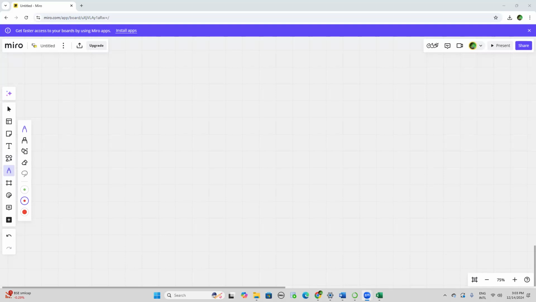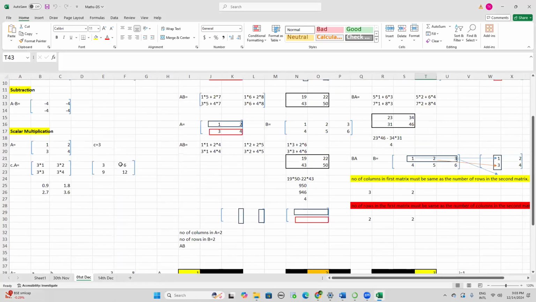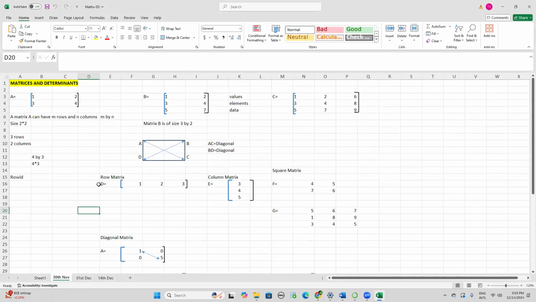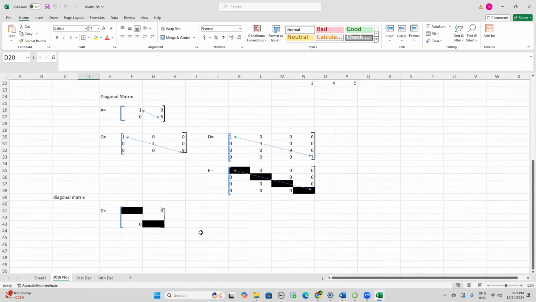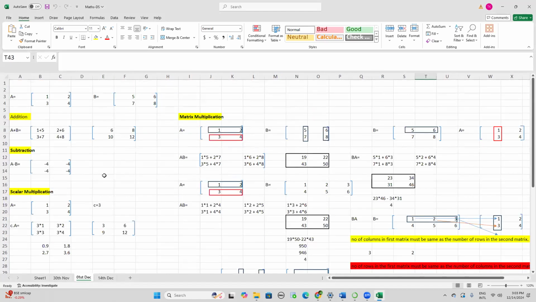So in the previous class, we discussed the basics of matrices and determinants, like how to add matrices and how to do matrix multiplications. Okay, so I hope that was clear. Or do you have any question? We have discussed types of matrix and how we can add matrix, subtract matrix, the scalar multiplication, the matrix multiplications, and all those things.